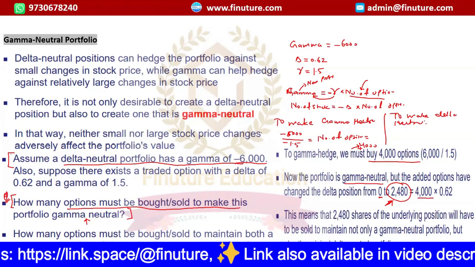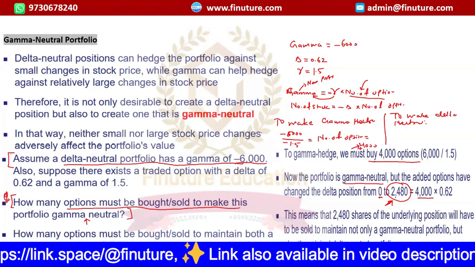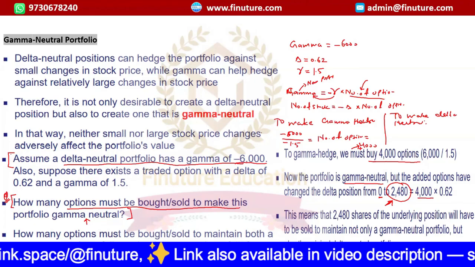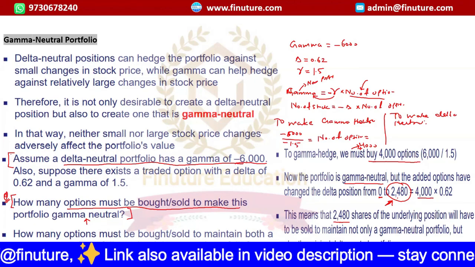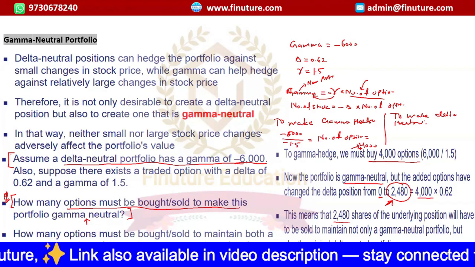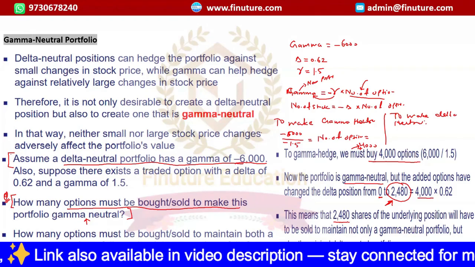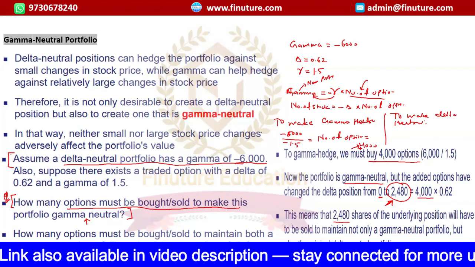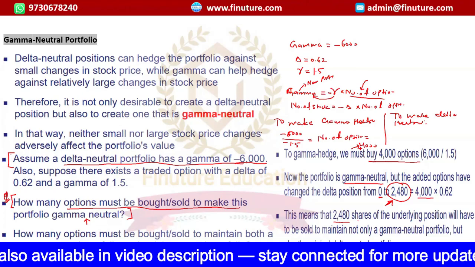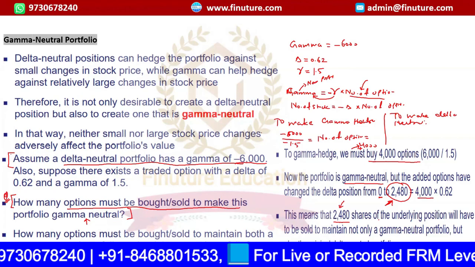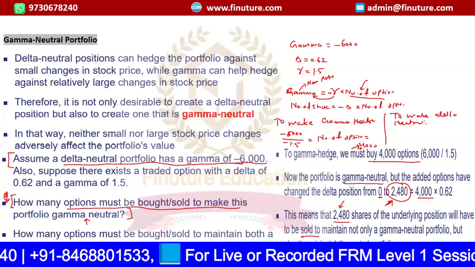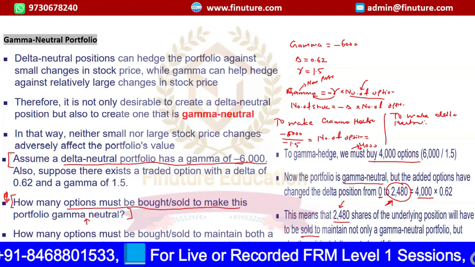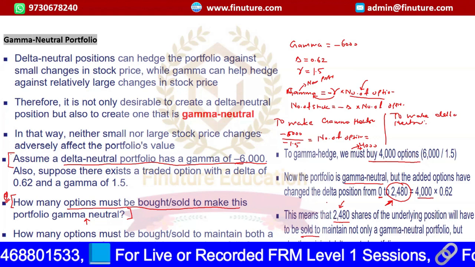So I want to hedge this 2480 delta. These many options are positive, this delta is positive. So these many shares of the underlying position will have to be sold. If you sell these many shares, your position again will become delta neutral as well.